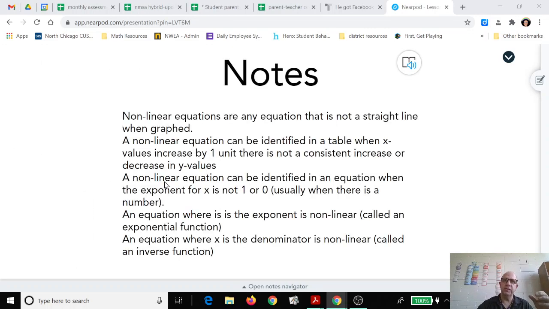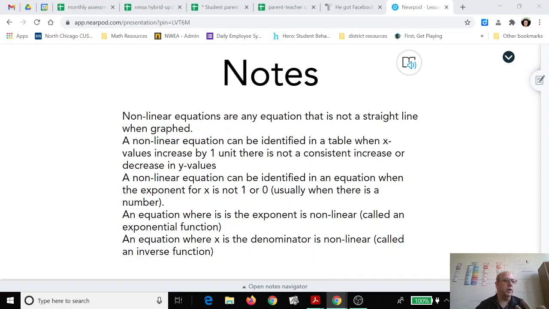On a table, it's a little bit different. If the x's are going up by 1, it's nice. You can see there's not a constant change in the y's. It'll go up by like 2 and then 3 and then 4 or something like that. It'll go up by a different amount every time. The equations are actually pretty easy. So if x has an exponent that is not 1 or 0, or if x is the exponent, or if x is the denominator in a fraction, then it's not linear. That's all we have to worry about.